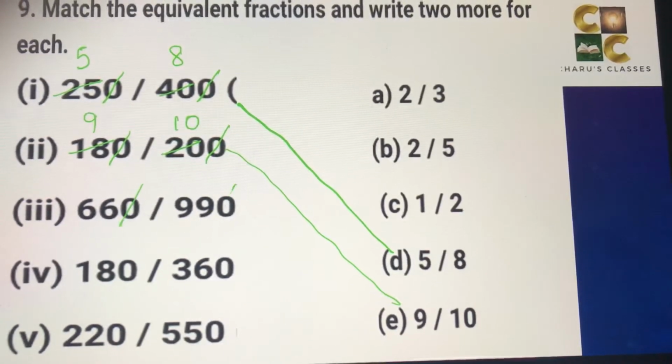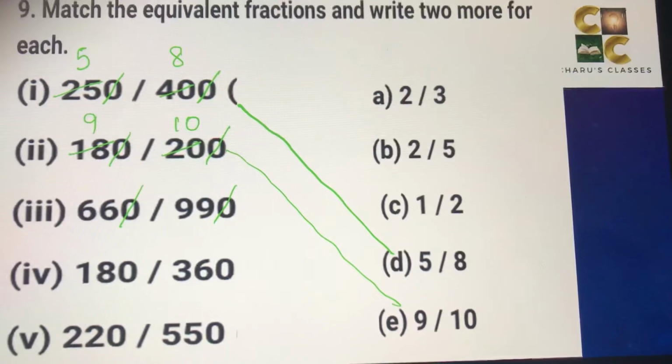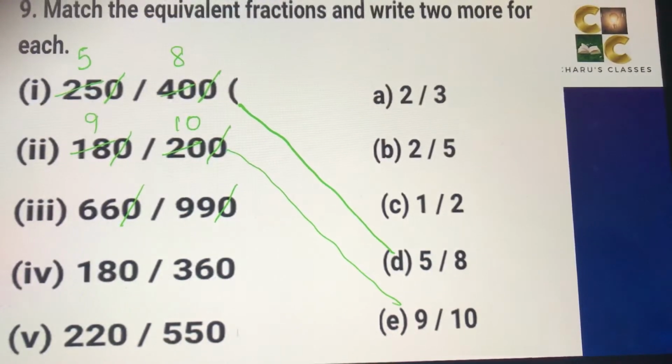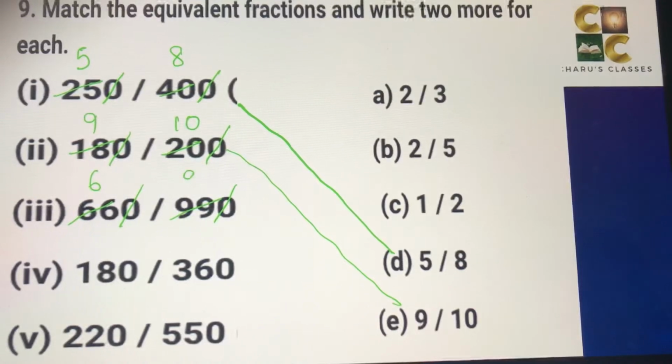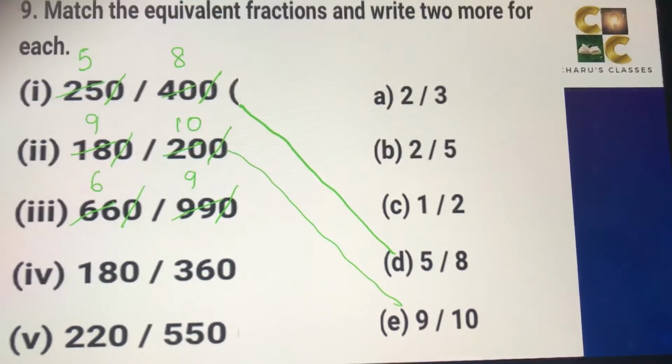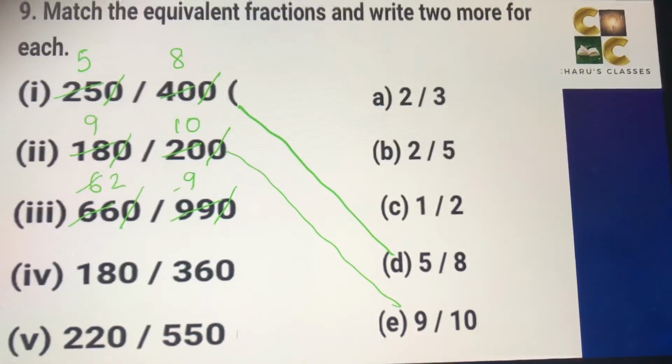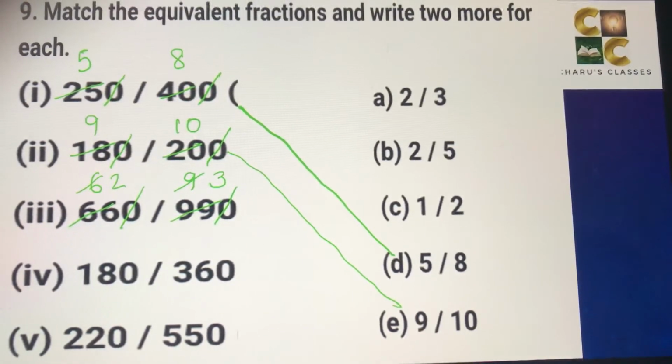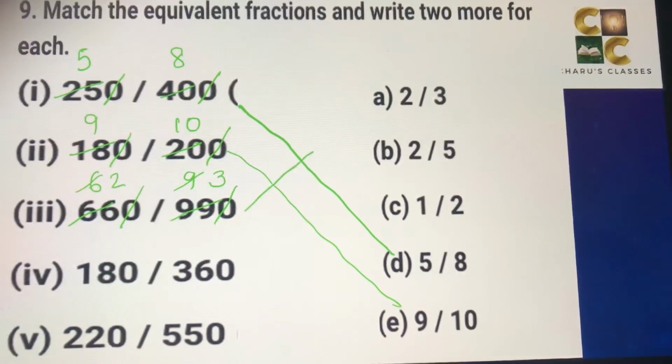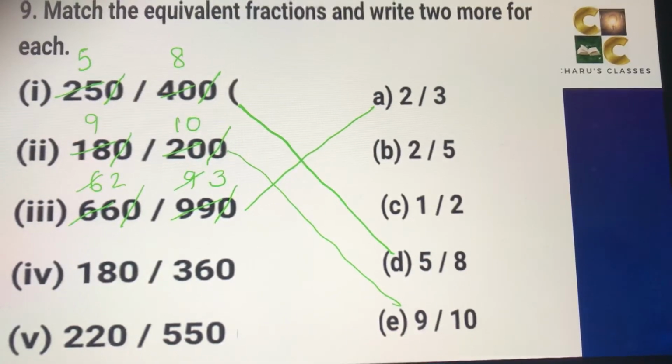660/990 zeros we can cancel. And 66/99 हम चाहे तो 11 के टेबल से कट कर सकते हैं. 11 6s are 66 and 11 9s are 99. And 6 and 9 दोनों 3 के टेबल में आते हैं. So 3 2s are 6 and 3 3s are 9. तो ये हमारा आ रहा है इक्विवेलेंट फ्रैक्शन 2/3.